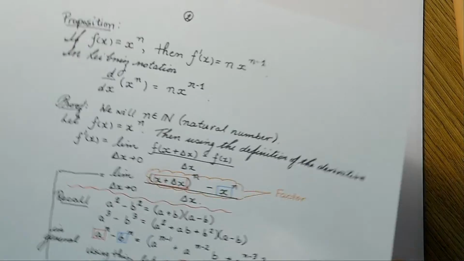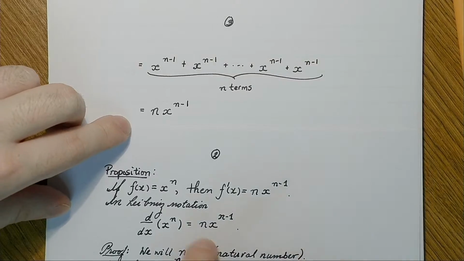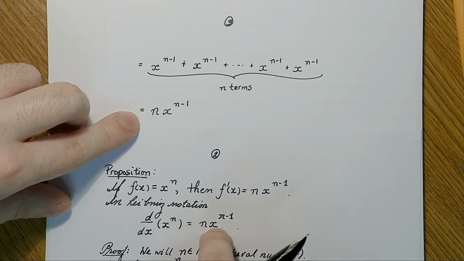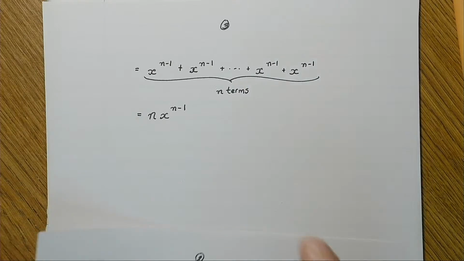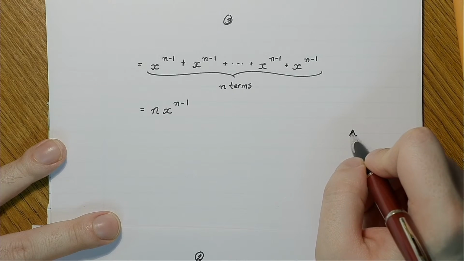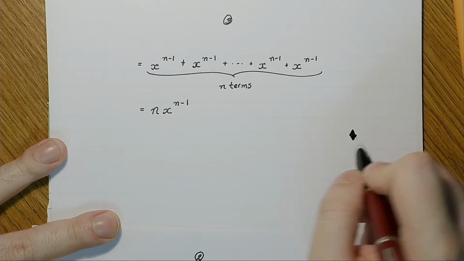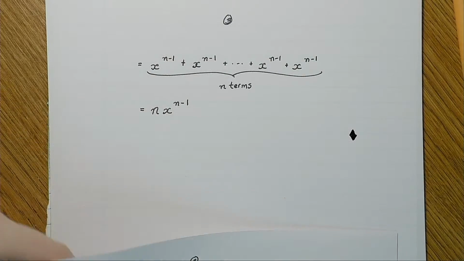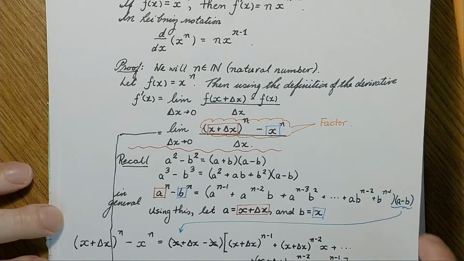I think we proved it then. That's what we wanted to prove: n times x to the n minus 1. And usually I finish off my proof with some sort of symbol to say that this is the end of the proof before I write some more stuff, just to separate it.